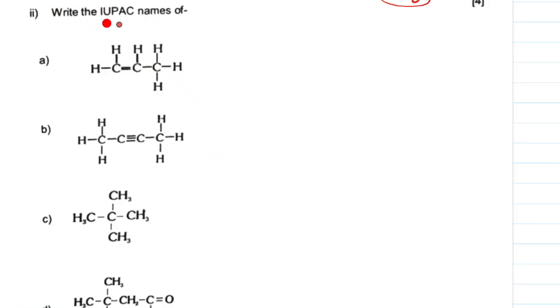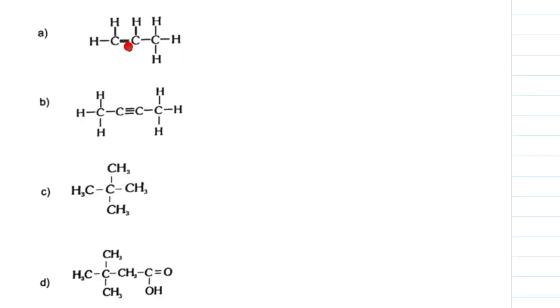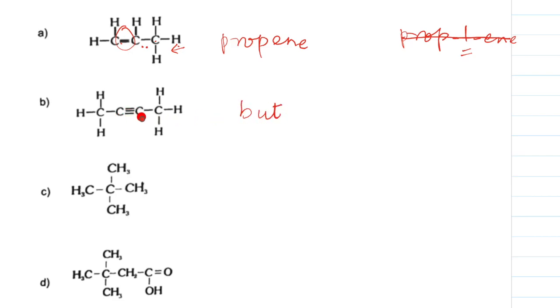Our second part asks us to write IUPAC names. In this first compound, we have 1, 2, 3, so it is prop. This is double bond, so that makes it ene. Should we write it as prop-1-ene? You can write prop-1-ene provided there is prop-2-ene. Can you have prop-2-ene? No, because if double bond is here, you'll start counting from this side, correct? So we don't write prop-1-ene, we write propene. This is 1, 2, 3, 4. So 4 carbons means but. Triple bond means it's going to be yne, but it is for the second carbon, so it becomes but-2-yne.